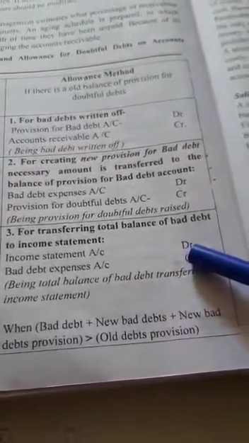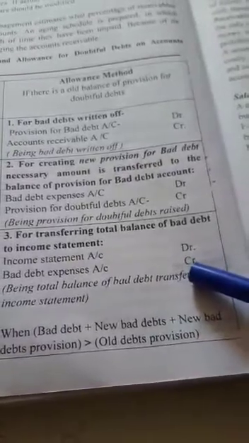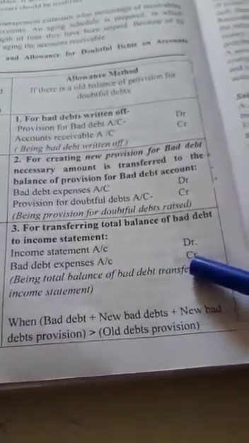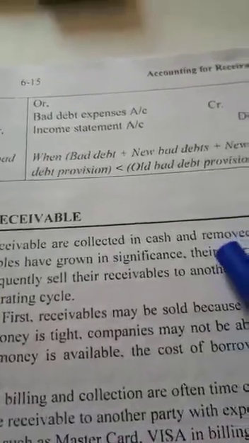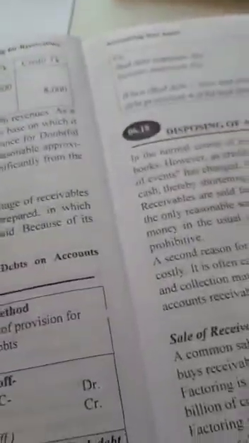Sometimes we find that bad debt plus the new bad debt provision becomes more than the old provision; then it will be like so. But if the old provision is more than the bad debt plus the new provision, the journal will be otherwise. Then our income statement will be credited and bad debt expense will be debited. So now let us solve one question.